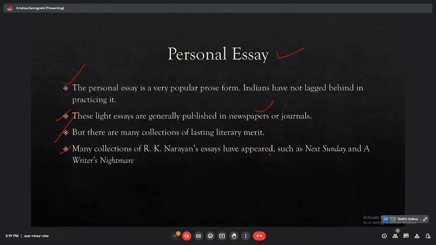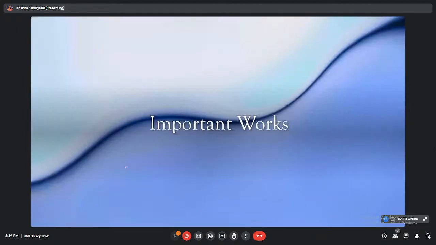And the example you can keep in mind is R.K. Narayan's essays, such as Next Sunday and A Writer's Nightmare. So when you are writing about your experience and putting it in the form of writing which resembles everyday speech, not about the poetic quality but rather about the factual documentation that is happening, that is what makes it an example of non-fiction.